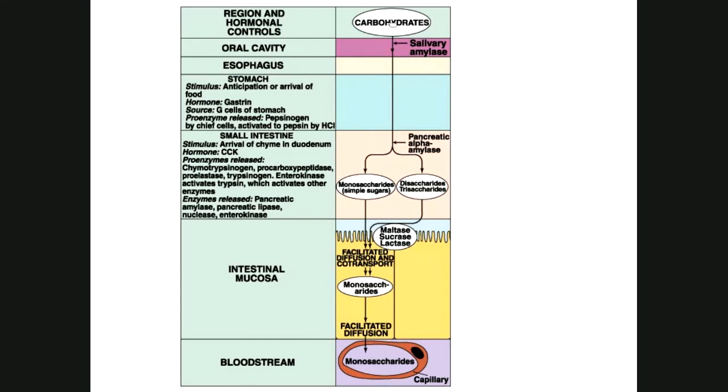Carbohydrates, first we're going to zap it with salivary amylase. Then that's going to continue to work into the stomach. It's going to be broken apart, and then we're going to hit it with pancreatic amylase. This is going to create our dis and our tris and our monos. If it's a mono, we're good to absorb it. We don't have to modify it anymore.